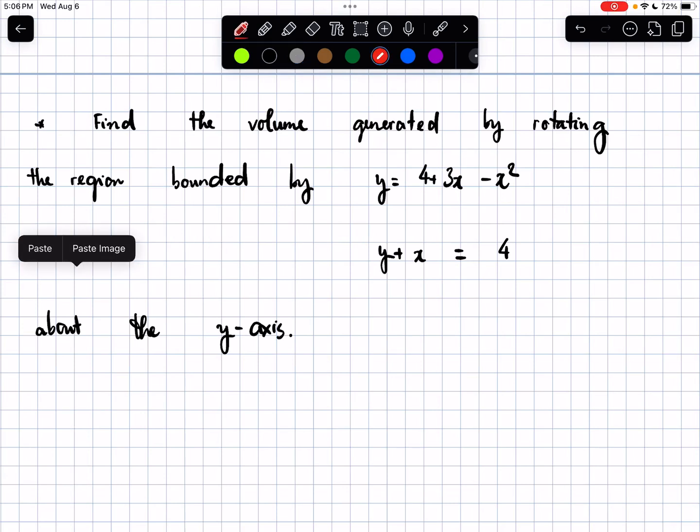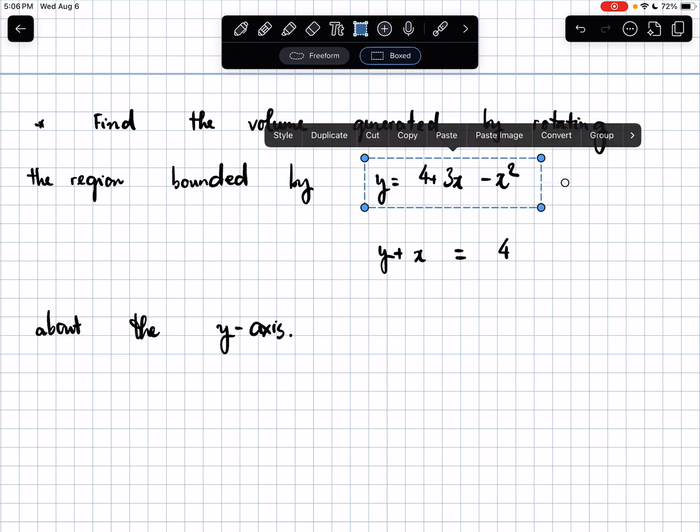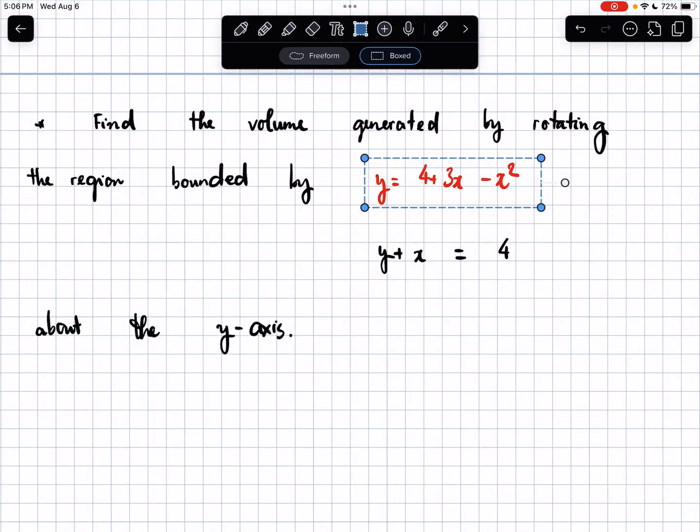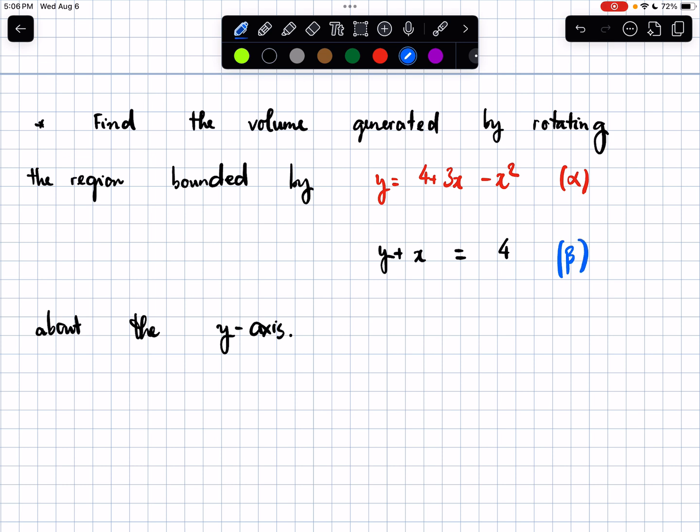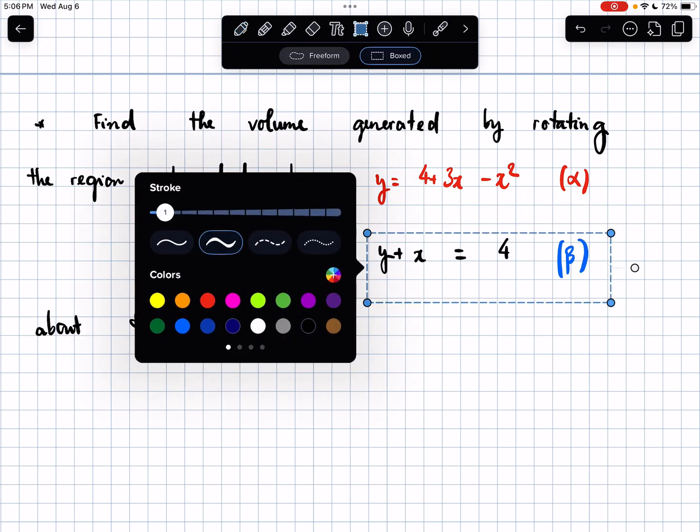Find the volume generated by rotating the region bounded by the two curves about the y-axis. Let's call the first curve alpha, the red curve, and the other curve beta. Actually, the second one is the line y plus x equal to 4.